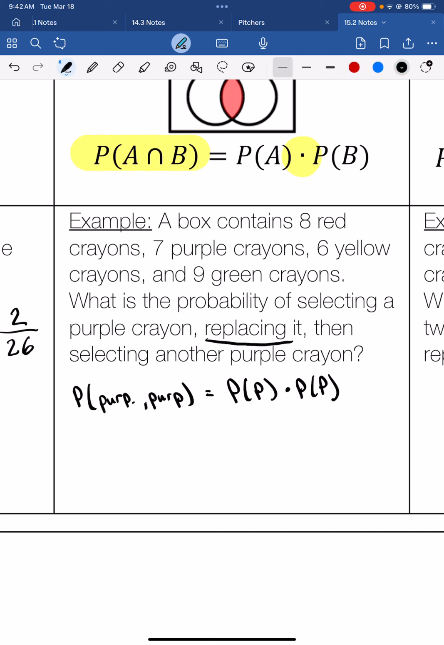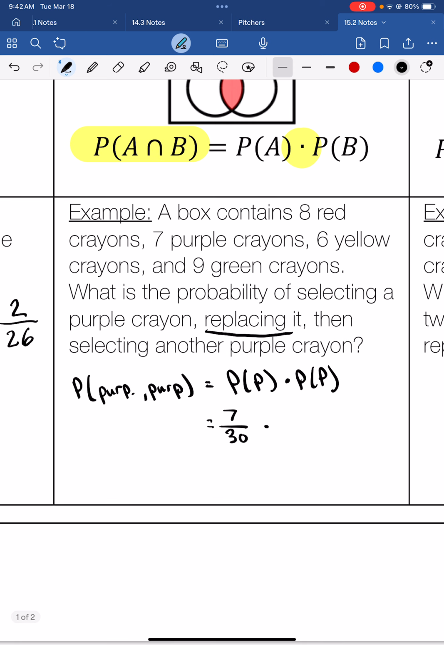So the probability of doing it once, well, there's 7 purple crayons, and if you add up all these other crayons, 8 plus 7 plus 9 plus 6 is going to give you 30. So there's a 7 out of 30 chance. And then if you put the crayon back in, well, then your chances are the same the next time, 7 times 30. All right, and so this is just going to give you 49/300. So if you're doing 2 probabilities, the probability of this and that happening, so like selecting a purple and then selecting another one, you're going to multiply the 2 probabilities.